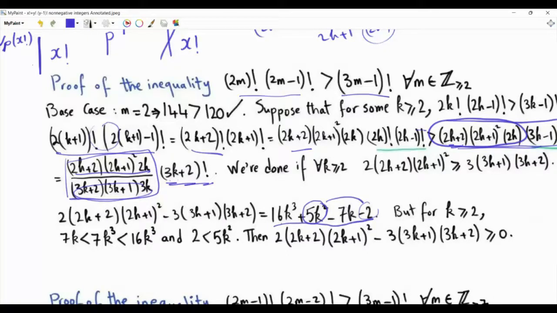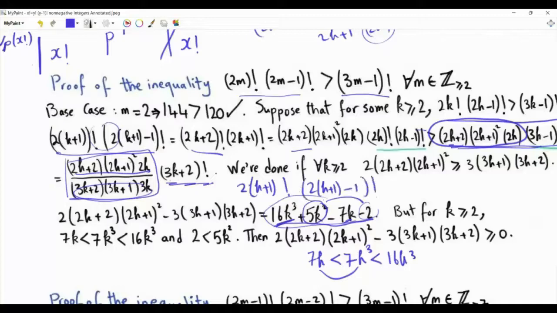And if we focus now on this cubic term and this linear term, then 7k is strictly less than 7k cubed. Okay, and this is definitely less than 16k cubed. So the negative terms here are strictly less than the positive terms, and in fact, this difference between the numerator and denominator is non-negative. So the ratio is greater than 1, and we have that (2k+1)! times (2k+1-1)! is greater than (3k+1-1)!, and we are done with our induction.